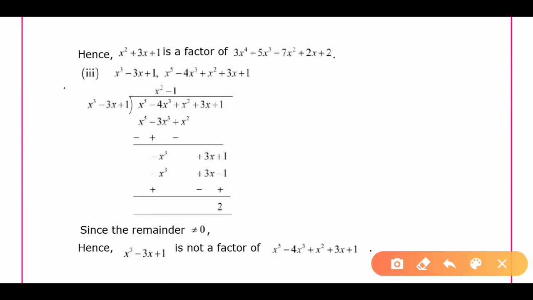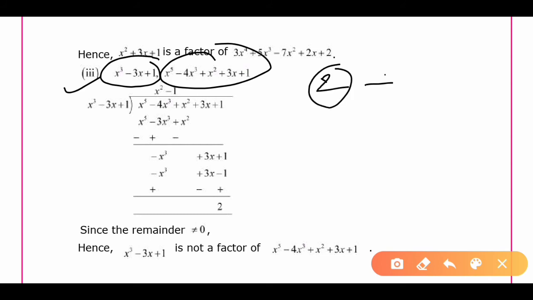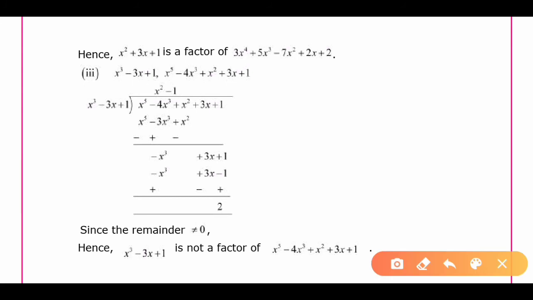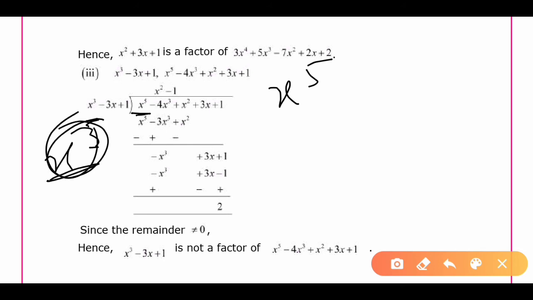Now next numerical, this one is the first polynomial and this one is the second polynomial. So we'll perform second divided by first. Okay, let's see. So here we have maximum power x raised to power 5 and here we have maximum power x raised to power cube. So x raised to power 3 and here 5.